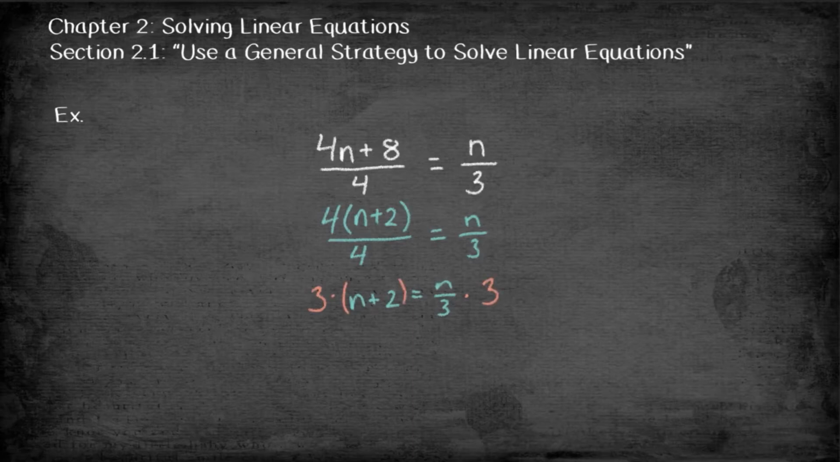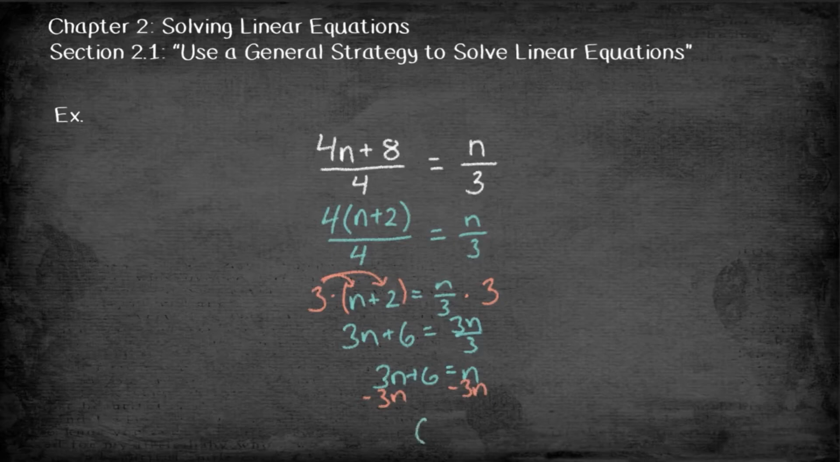And I can clear a fraction by multiplying both sides by 3. Of course, I have to distribute. So I have 3n plus 6 equals 3n/3. And I want to collect the variables on one side. So I'll have 6 equals negative 2n. Now I want to divide by negative 2. So I'm left with negative 3 is equal to n.